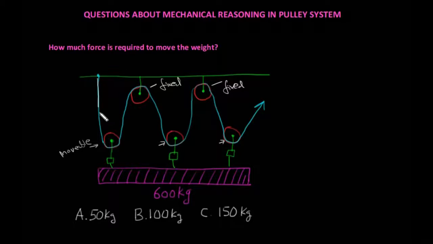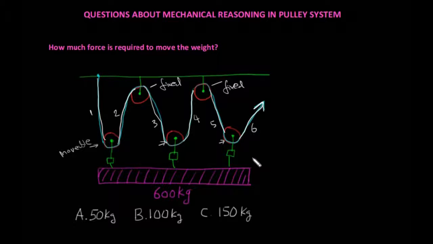We have this particular number 1 over here. We have this rope supporting the weight as well, 2. We have this rope supporting the weight, 3. We have this rope, 4. We have this rope, 5. And we have this rope over here, which is 6.